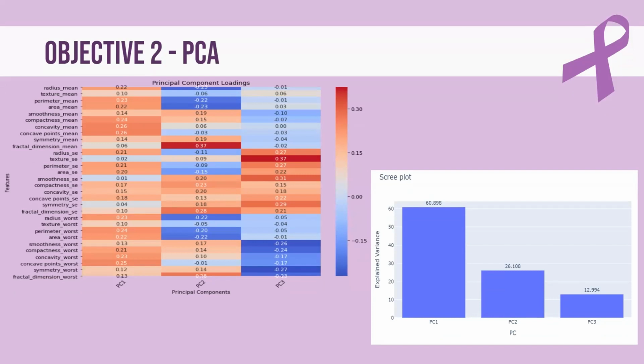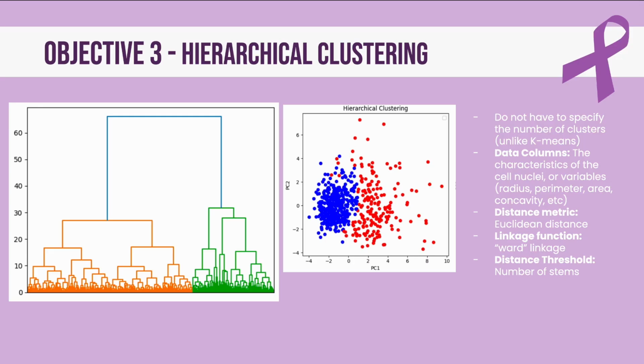For example, looking at the first row, radius mean, we see positive values for PC1 and negative values for PC2 and PC3. This suggests that radius mean has a positive correlation with PC1 and a negative correlation with PC2 and PC3. The bar chart shows percentages of explained variances for the principal components. PC1 explains 60.89% of the variance, while PC2 explains 26.1%, and lastly, PC3 explains 12.99% of the variance.